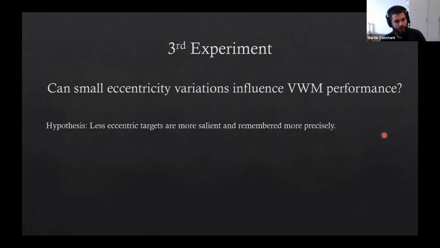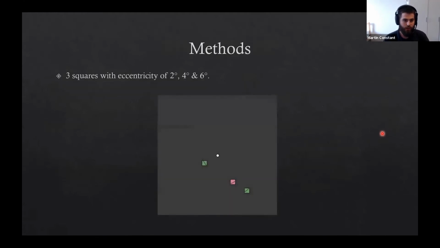And then we have a third experiment. Can small eccentricity variation that are typically in visual working memory tasks, because we jitter stimuli and whatever, can they influence also visual working memory performance? And here we set out to test that less eccentric targets would be more salient and then remembered more precisely. So we have 3 squares on this display, so very simple display, with different eccentricities, 2 degrees, 4 degrees, and 6 degrees. The circles are for your eyes only, the participants did not have them.